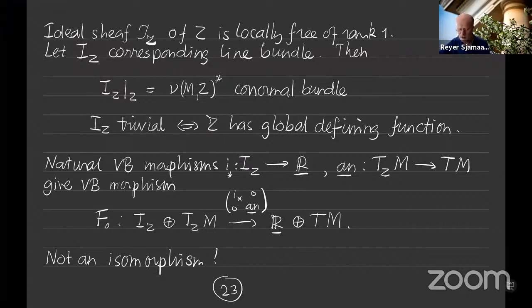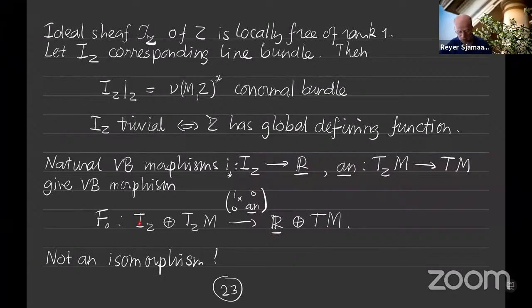Now, how does the log tangent bundle compare to the tangent bundle? Well, there's one obvious comparison between the two, that's the anchor map. Likewise, this ideal line bundle obviously maps into the trivial line bundle because a function that vanishes along Z is in particular a function. Yes, you can map functions that vanish along Z to all functions. So that gives you a vector bundle map from the direct sum of this line bundle plus the log tangent bundle to the trivial line bundle plus the tangent bundle.